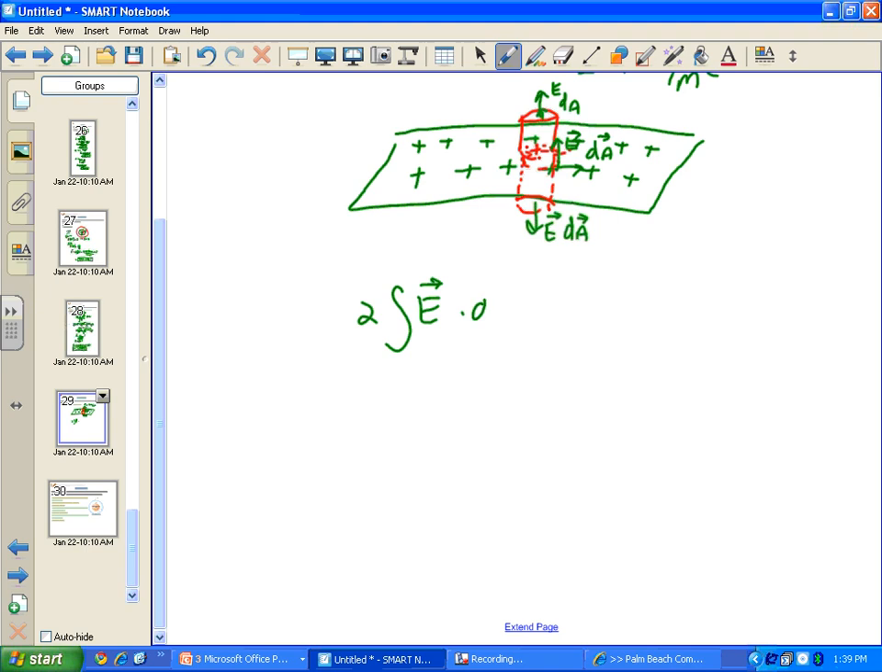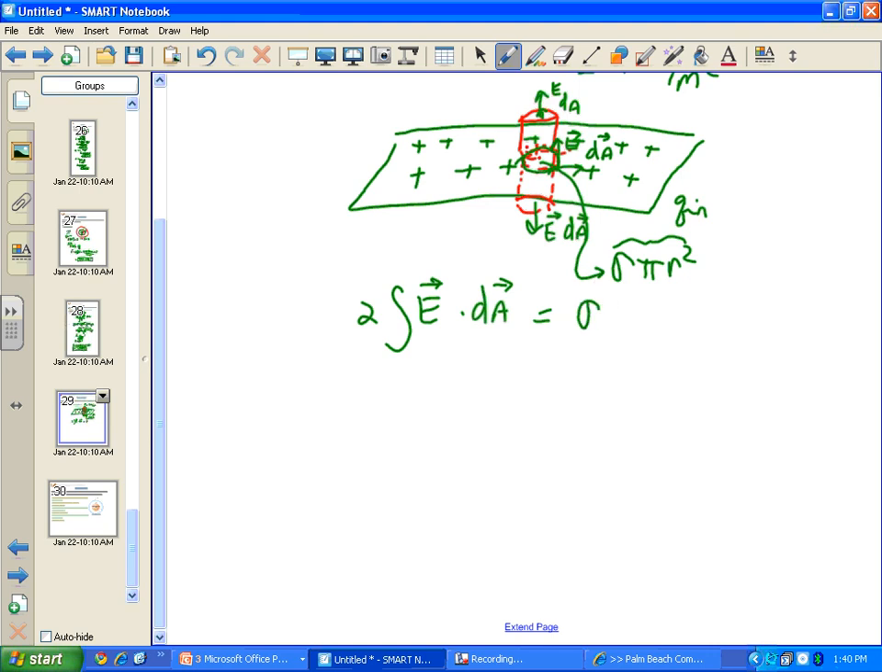Gaussian cylinder, and the charge which is inside this right here is given by sigma times the area of the cylinder, pi r squared. And this is the cross-sectional area that cuts through the sheet. So this becomes the charge inside of the Gaussian cylinder.